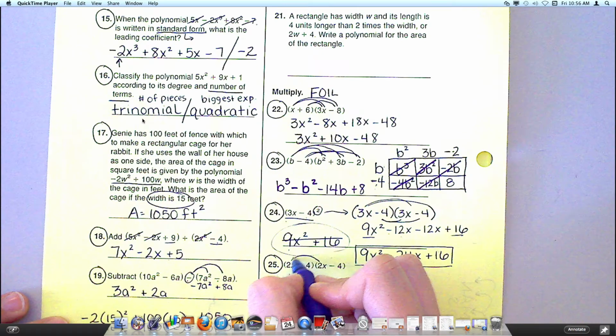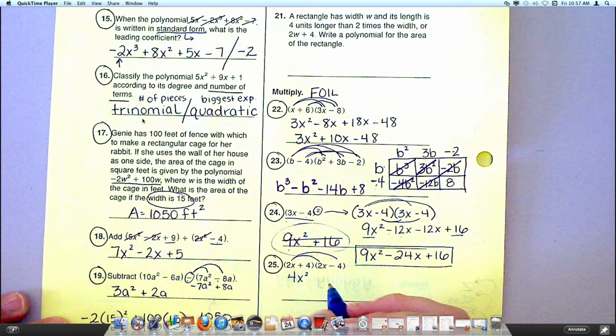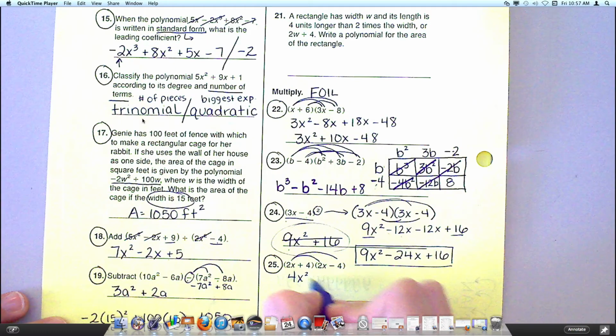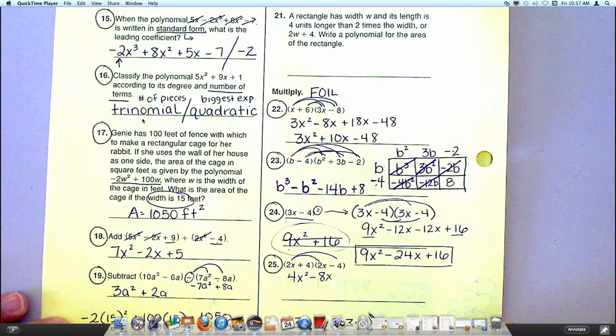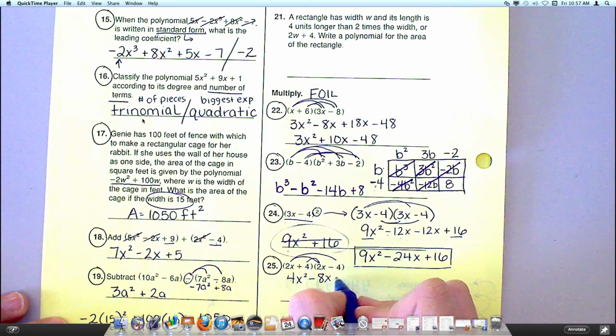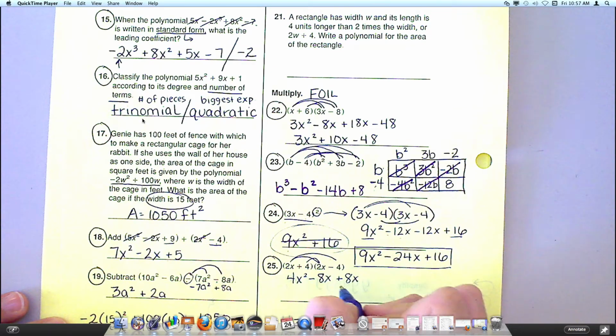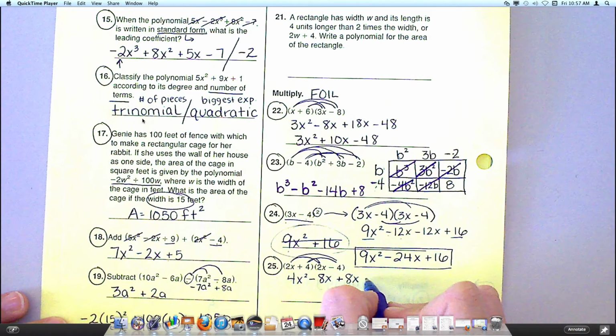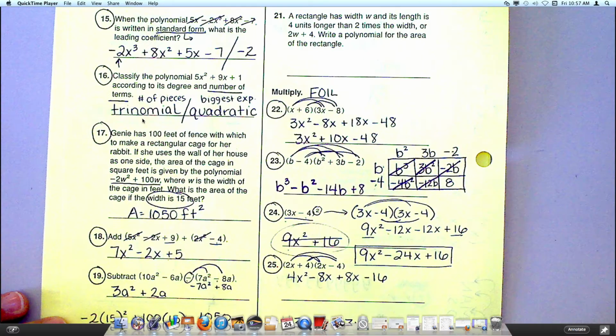Okay, so 2x times negative 4, Tyler. Take it from there. What is 2x times negative 4? Negative 8x. Then what? Then 4 times 2x. Okay, 4 times 2x is positive 8x, right? Yeah. Okay, and then? 4 times negative 4. That's negative 16.